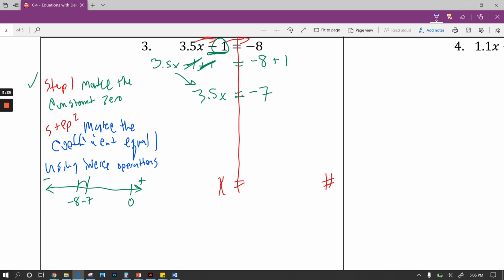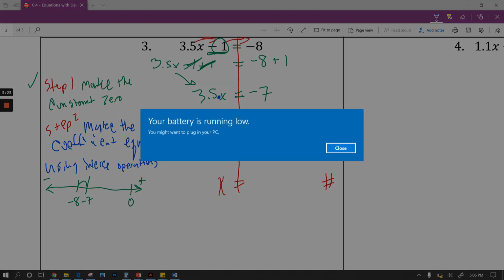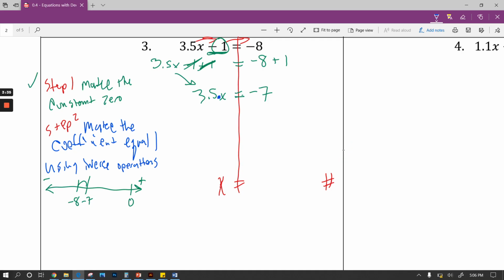So right now we have 3.5x. The operation that we have is 3.5 times x. The inverse of that is division, which means we're going to take 3.5 and we're going to divide that by 3.5. Because if we take any number, divide it by itself, it's going to equal 1. So 3.5 divided by 3.5 equals 1. 1 times x just equals x. Since we divided the left side by 3.5, we're going to divide the right side by 3.5.